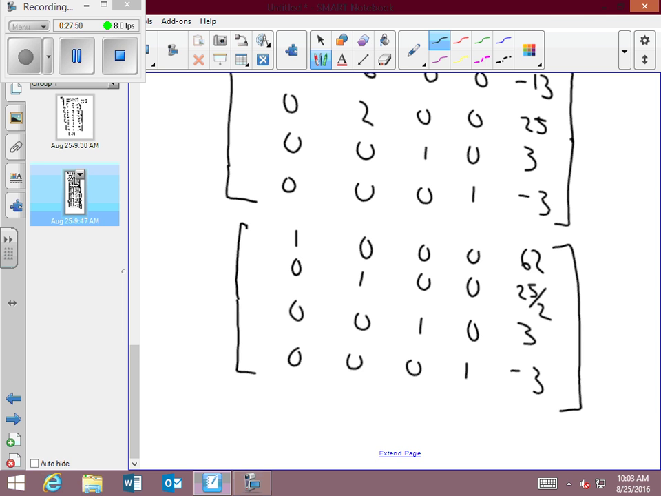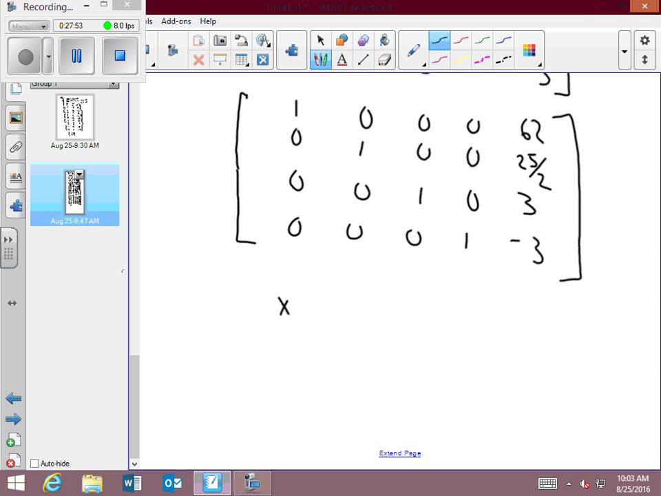And so what do we have for an answer? X1 equals 62, X2 equals 25 over 2, X3 equals 3, and X4 equals minus 3. My hands never left my wrists. More fun than it ought to be, isn't it?